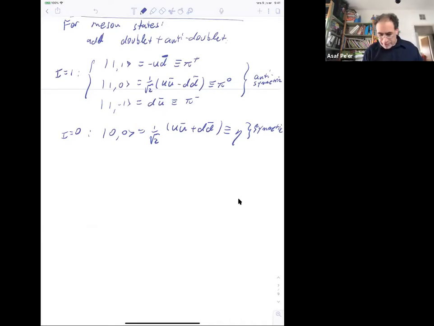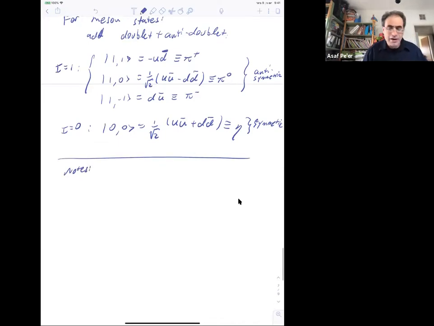Okay, we know this is for the proton and neutron, right? So we have these up and down quarks. We know that there are other quarks. So just a few notes. If we have quarks that are not U and D, we simply assign to them I equal to 0. For quarks which are not up and down, we put I equal to 0.